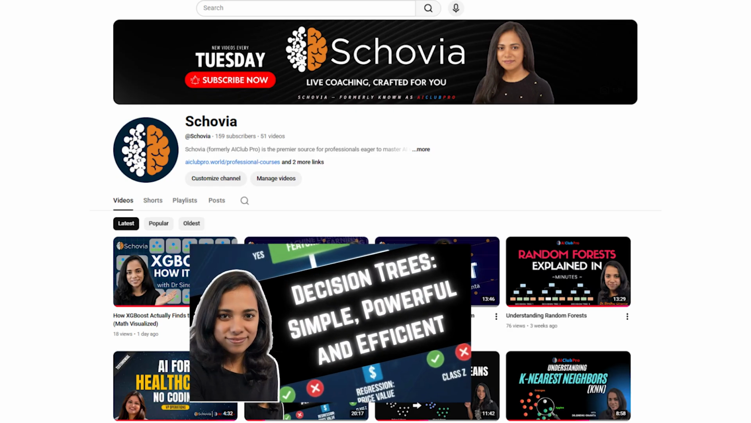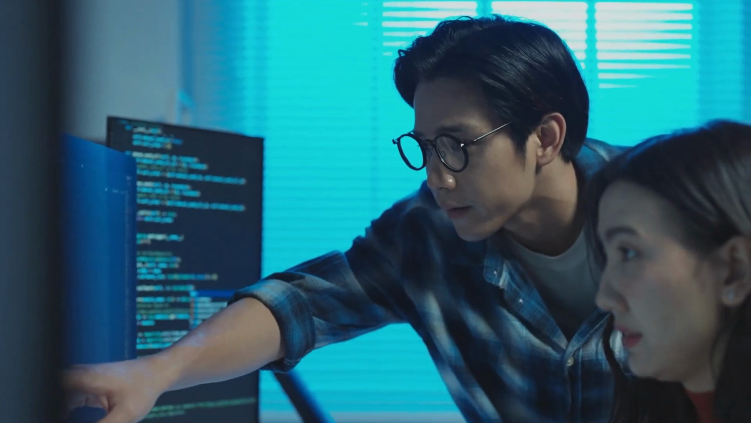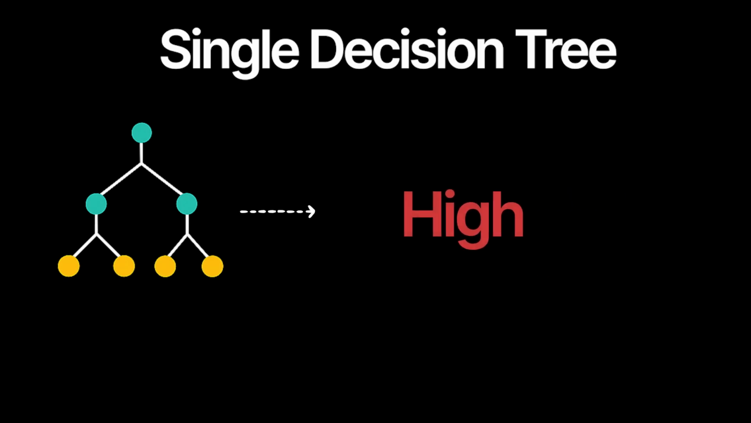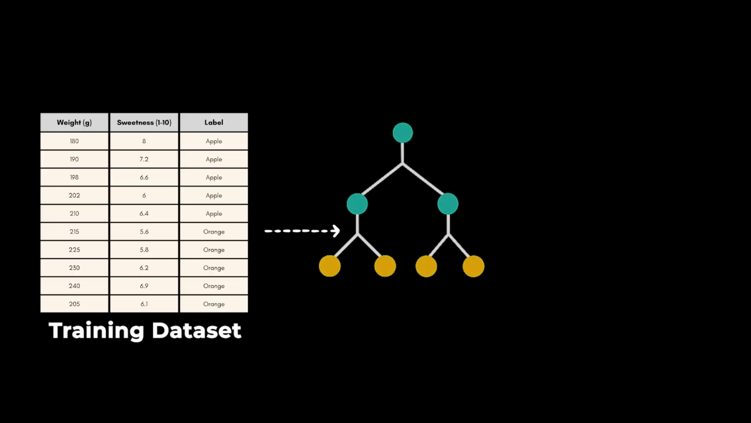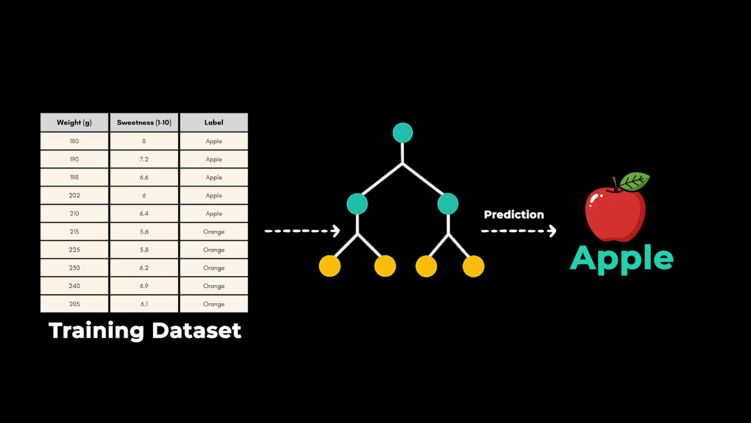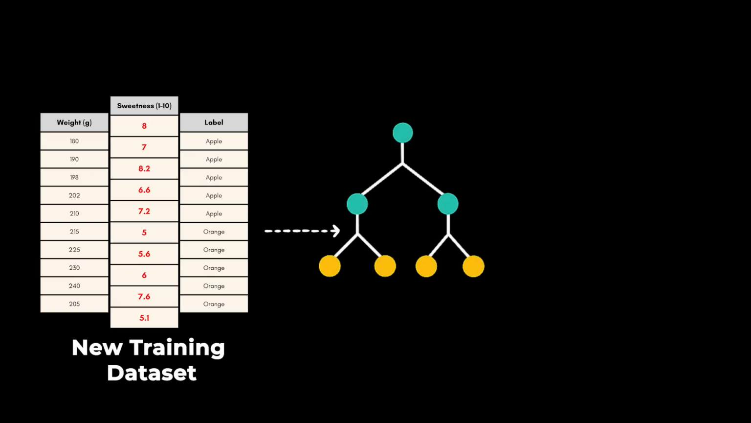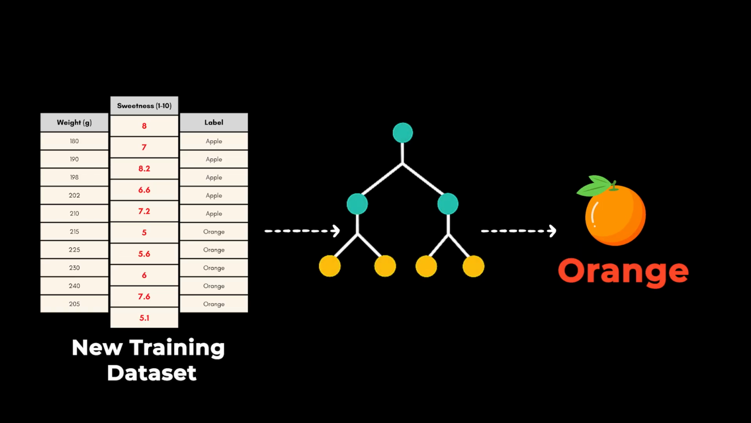If you have watched our previous video, you know that a decision tree is great. It's simple and fast. But it has a major flaw. It can be jumpy. In data science terms, we say a single tree has high variance. This means that if you change your training data even slightly, the tree's predictions can swing wildly. It's unstable. So, how do we fix it?